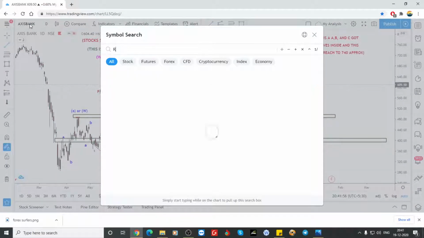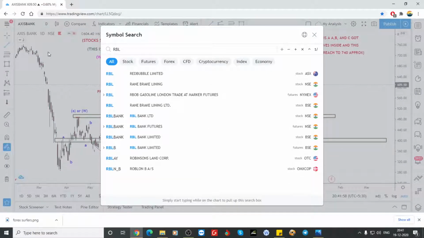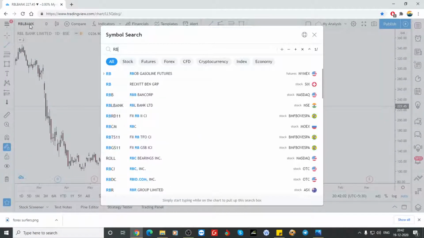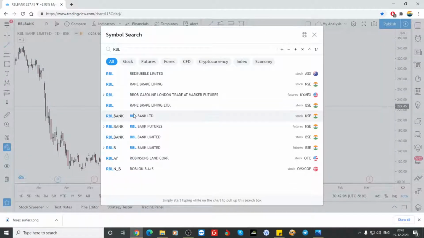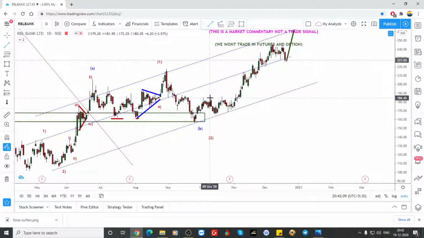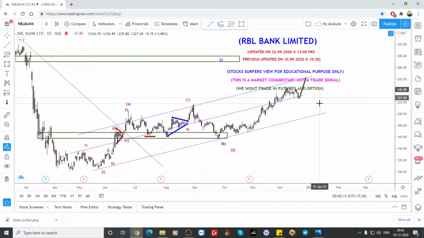So next RBL. That is also the same pattern. So 1, 2, so 3, we are on the fourth and fifth. So everything has one more wave to the downside and one more wave to the upside possible. So trading here is very difficult.